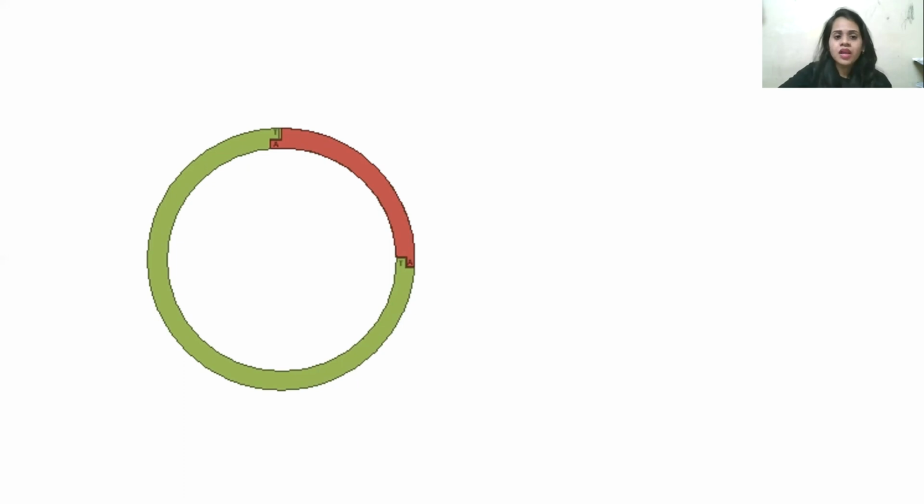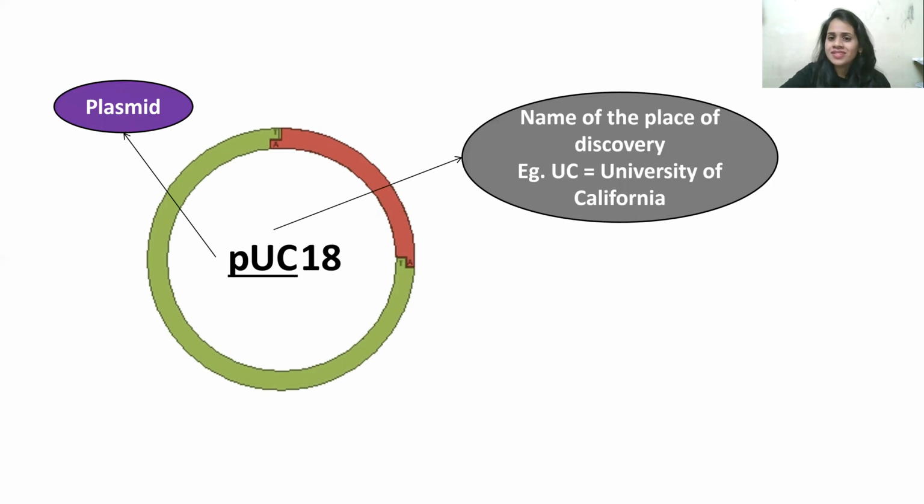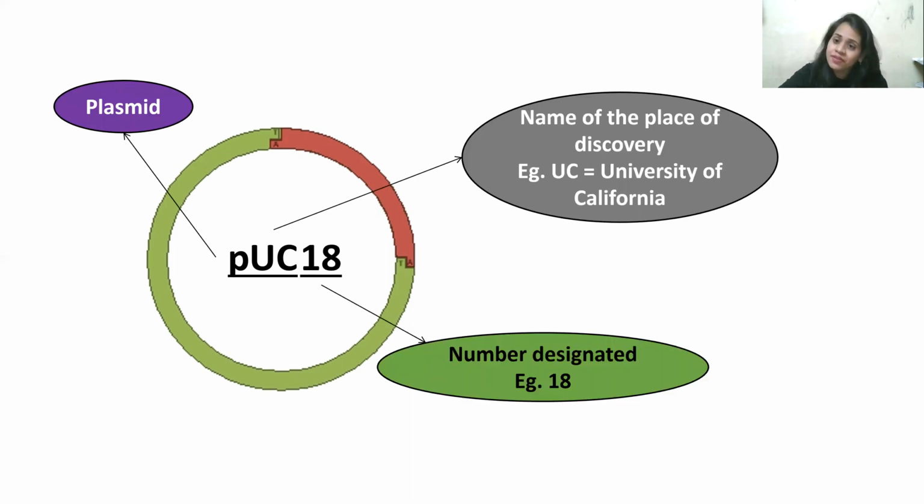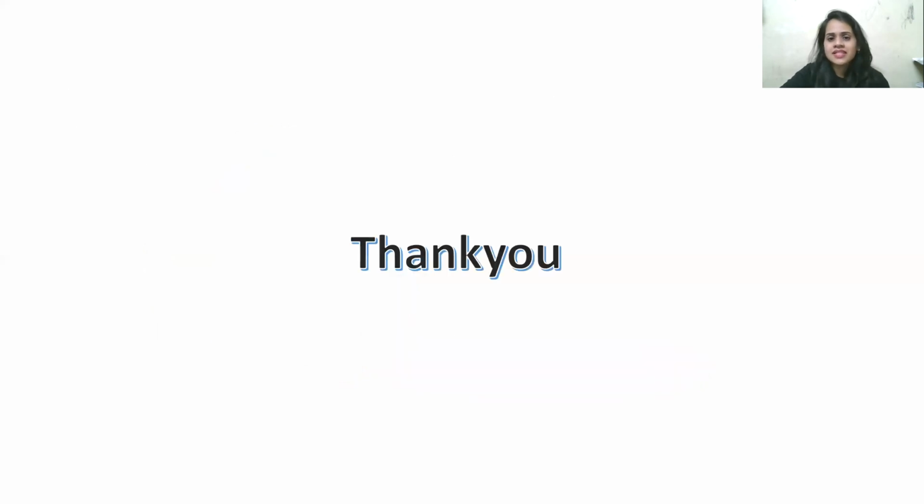Another example, let us see pUC18, where P stands for plasmid. UC stands for the name of the place where it was discovered, that is University of California, and the number designated is 18.